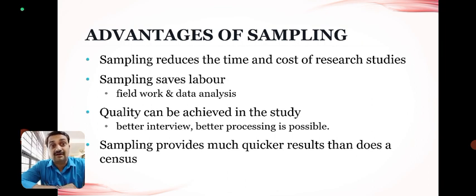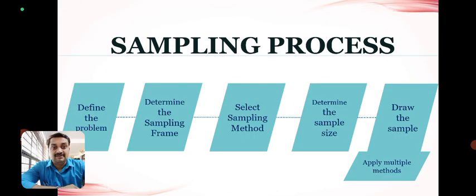If you are studying 100 librarians, a census survey, then you will skip certain questions in the interview schedule because of time constraint. And you will, in a hurry, skip some librarians too. So here, the sampling will give you better quality. So better processing of data can be possible, and it provides much quicker results as well. So this is the sampling process.